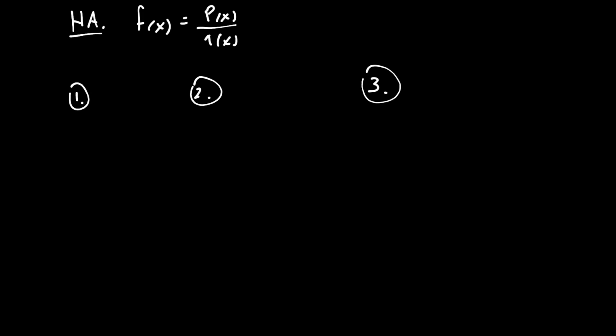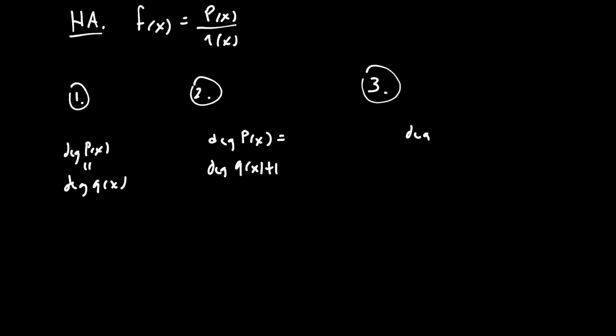Now let's go ahead and review horizontal asymptotes. So again, suppose we have a function f of x, which is equal to p of x divided by q of x. Then we have three cases. In case one, let's suppose we have the degree of p of x is equal to the degree of q of x. In case two, we have that the degree of p of x is equal to the degree of q of x plus 1. And finally, the last case, we have the degree of p of x is less than the degree of q of x.